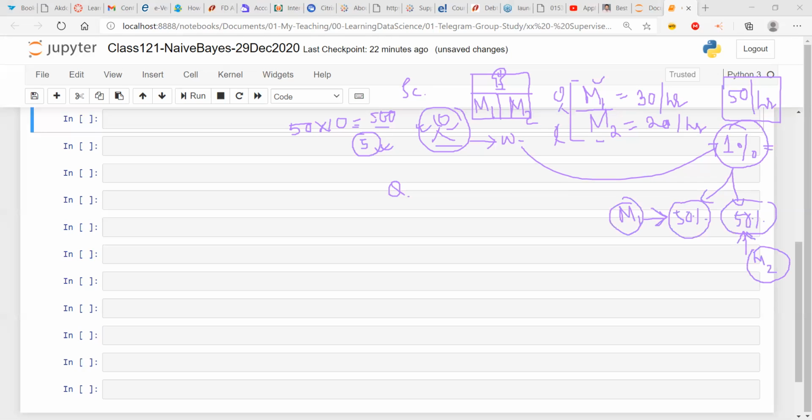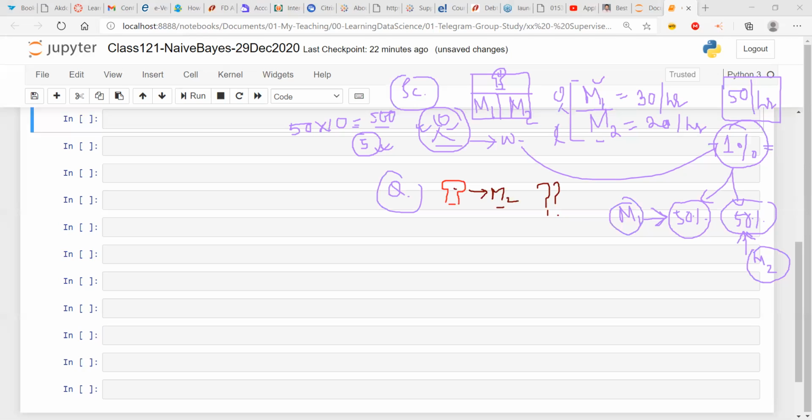Now I'm going to ask the question. Given that I have a bulb, let's say this is my bulb, and that bulb is produced by machine M2, what is the probability that it is faulty?